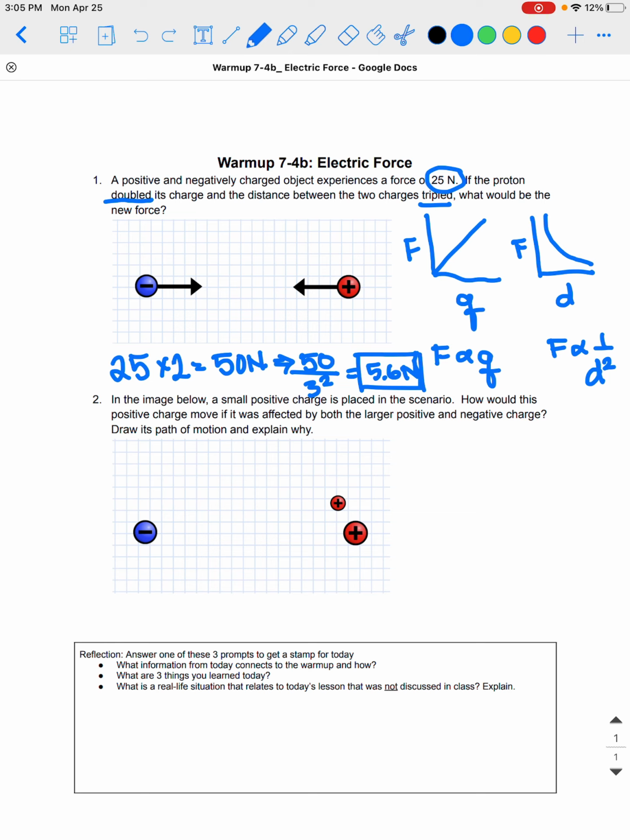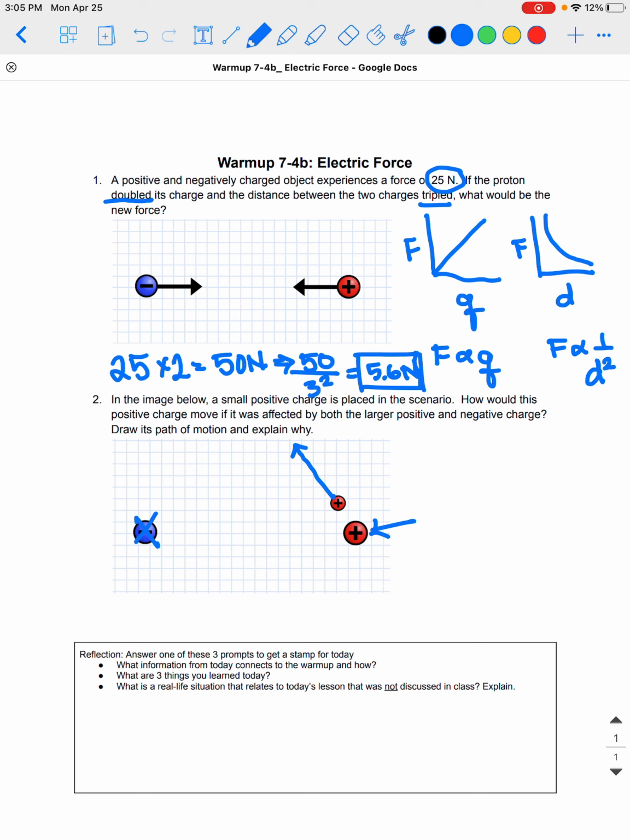So before we think about how this positive charge is affected by both the negative and the positive, I just want you to think about how it's affected by this big positive charge first, because distance is important, and the closer it is to the positive charge, the more force it's going to feel from that positive charge versus this negative charge that's further away, and so the force is not as strong. Well, we remember that positive charges repel each other, like charges repel each other. So this positive charge is going to shoot out as far away from that big positive charge as fast as it can.